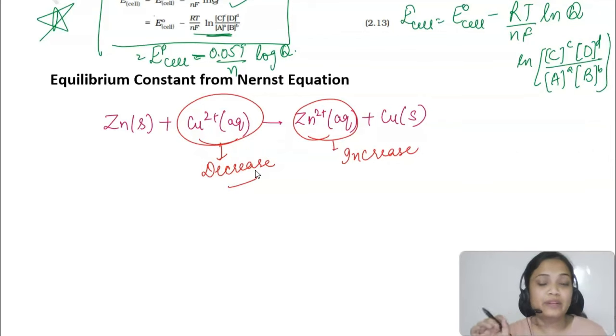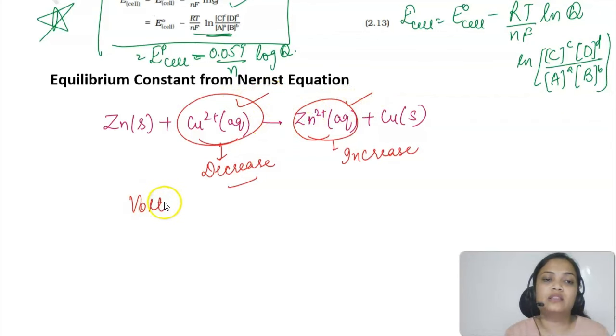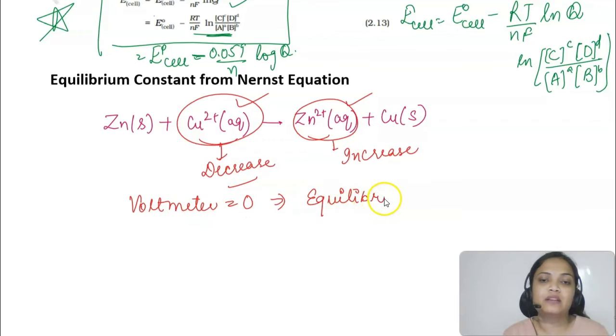Now a moment will come when there will be no change in the concentration of zinc 2 plus ions and copper 2 plus ions, and the voltmeter reading would also be 0. So at that time we will say that equilibrium has been attained, right? It means at that time the concentration is not going to change and the voltmeter reading would also be 0. So in that case we will say that equilibrium has been achieved. Okay, so students, at that time E cell would be 0. So at equilibrium you should know that E cell is going to be 0.